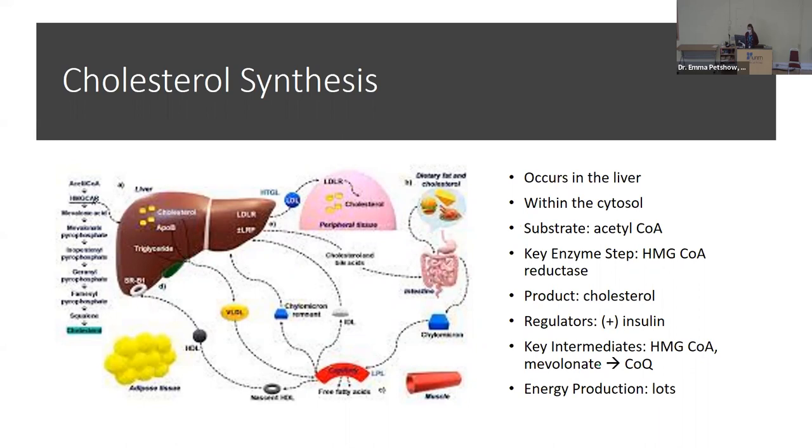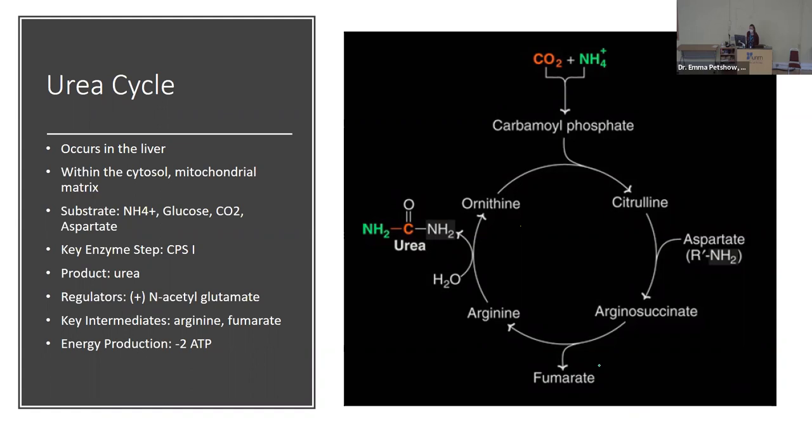And then the urea cycle. This one occurs in your liver, your cytosol, and your mitochondrial matrix. It occurs in both because it's shunted into the mitochondrial matrix as a part of the urea cycle. So it starts out in the cytosol and then it's shunted inward. You're going to start with NH4, ammonia, and glucose, and carbon dioxide, and aspartate. You're then going to end up with urea as your product. So this is a way to get rid of that toxic ammonia in the body. When you have that buildup, you can see liver failure or encephalopathies or things like that, coma, stupor, death. So it's an important process to have.